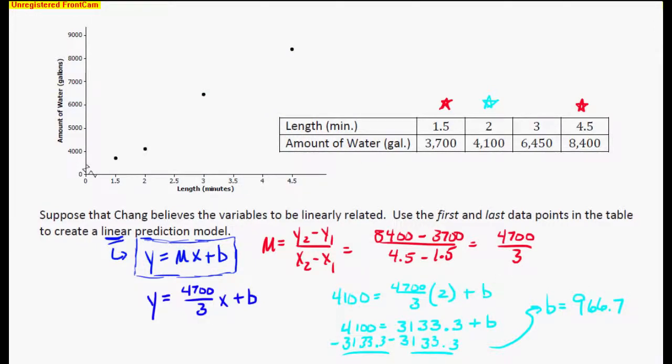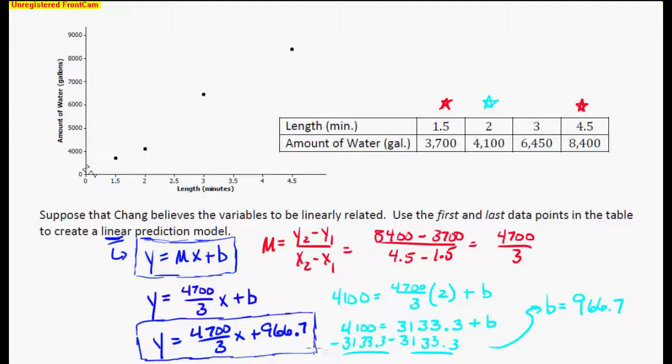All right, so 966.7. So that means I can go back to my equation right here, and this is going to be my equation for this model, plus 966.7. All right, so when they say build a prediction model, they're just really saying build the equation that would describe this if it is linear. Okay, of course, this section is on nonlinear models. You can see if you really connected the points here, it wouldn't make a straight line. All right.